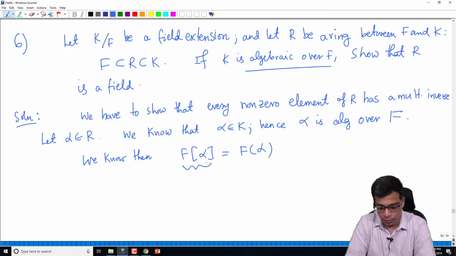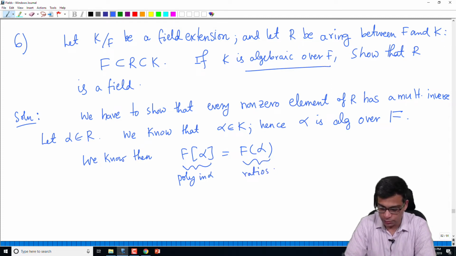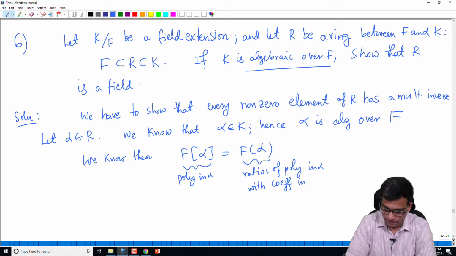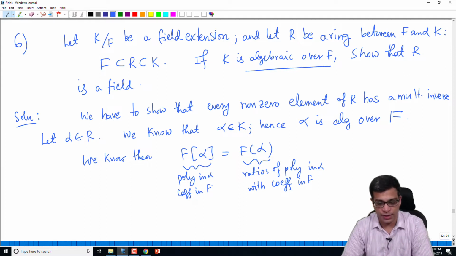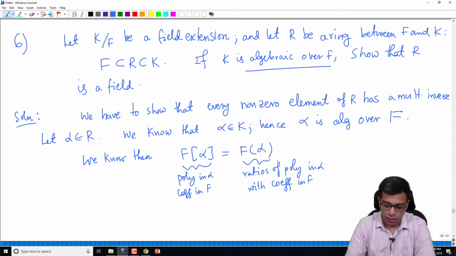These are the polynomials in alpha, with coefficients in F. Remember, F square bracket alpha for us always represents the polynomial ring, while round bracket alpha represents the field. That means it's ratios of polynomials. Because alpha is algebraic over F, this is the case.